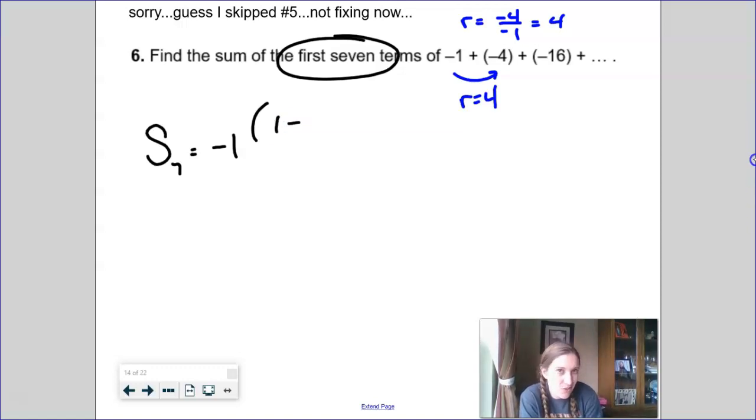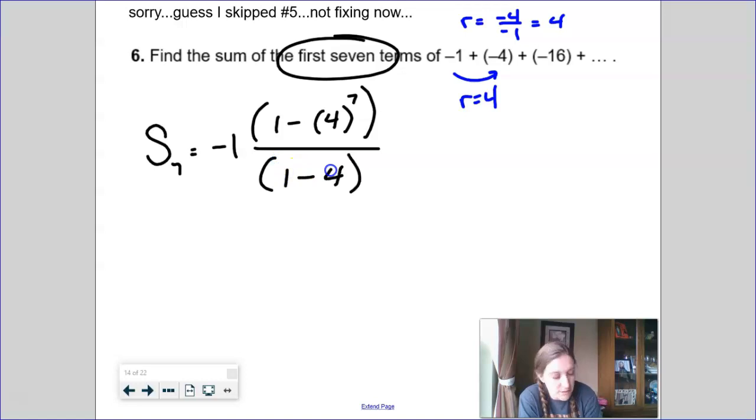Now this is kind of confusing because kids are like, do I need the parentheses? Do I not need the parentheses? You really don't need them around this r. However, I think it's always a good idea to put parentheses around r as a force of habit. 7 terms, right? So up to the 7th power, then close your numerator. And then in your denominator, you got 1 minus r, which you don't need the parentheses here.